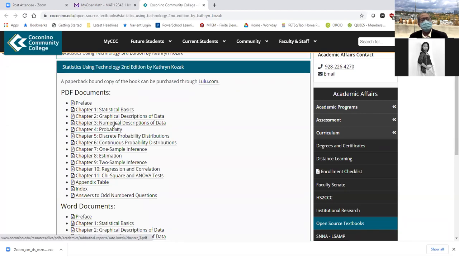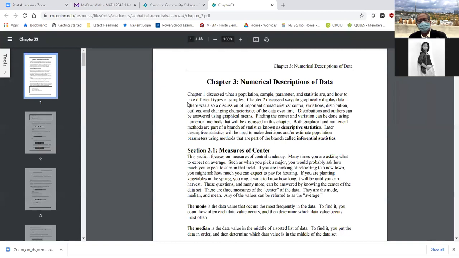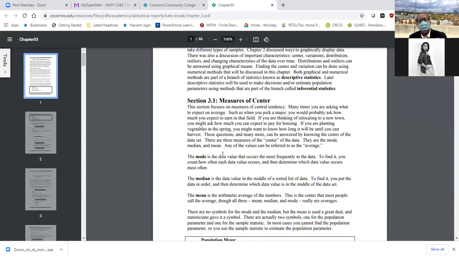For chapter 3, we discuss the numerical description of data. Before, it was talking about graphical description of data, and now it's numerical description of data. I think you have heard about this, like for example, measures of center. Measure of center consists of mode, which is the data value that occurs the most frequently in the data. To find it, you can count how often each data value occurs and then determine which data value occurs most often.